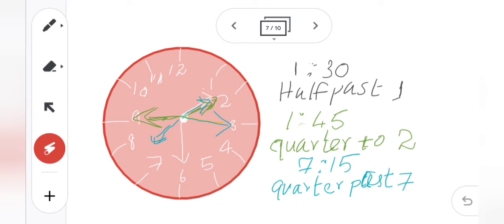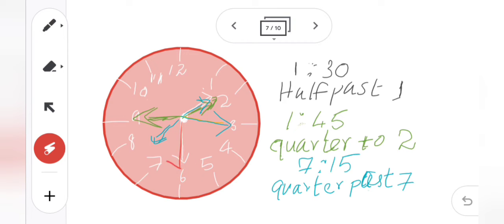Now let's see when it is in 6, 3 and 9, how to write. First, 6 I have given in a different color so that it will be easy for you. The white color is in 60, so white is in 6. So how to read the time for this one.